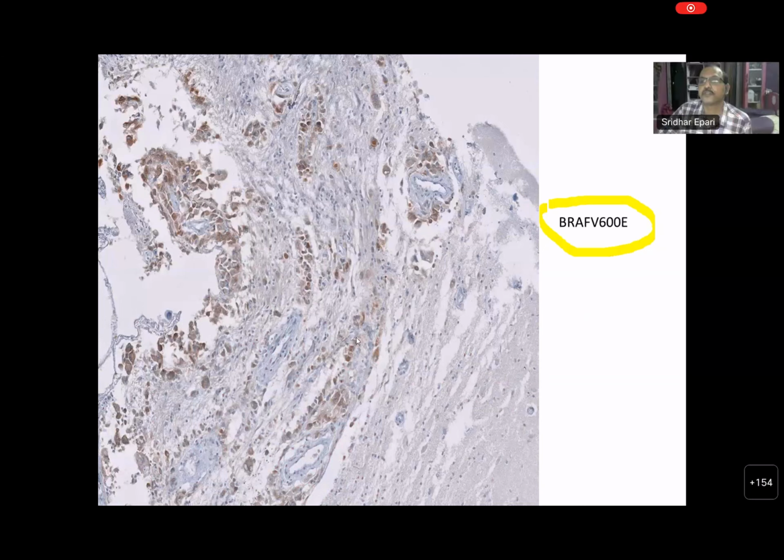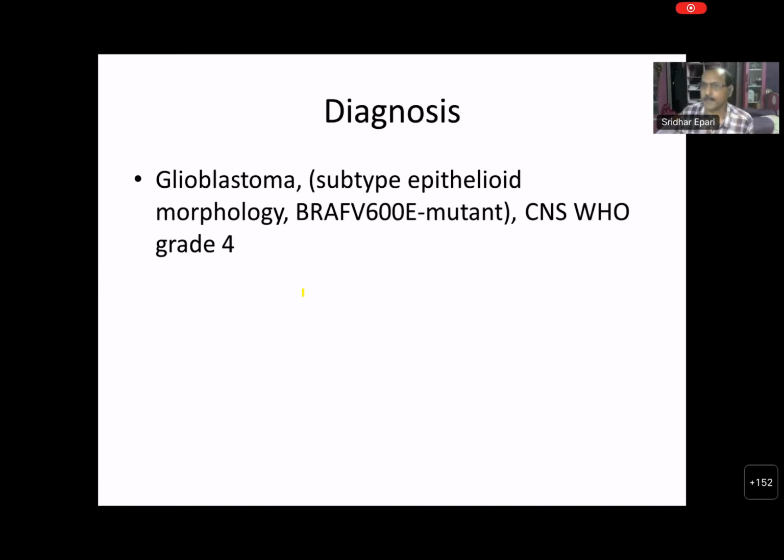So using this marker, you are picking up a BRAF V600 mutation, and when you combine it with your morphology, it becomes epithelioid glioblastoma. What type of tumor is it? IDH wild type. That is glioblastoma. So what's your diagnosis? It's a glioblastoma because it's IDH wild type, BRAF V600 mutant. You can put it in brackets as subtype epithelioid morphology, BRAF V600 mutant, CNS WHO grade 4. So here you saw another IHC marker which can be used as a molecular marker, that is BRAF V600. Yes, sir.